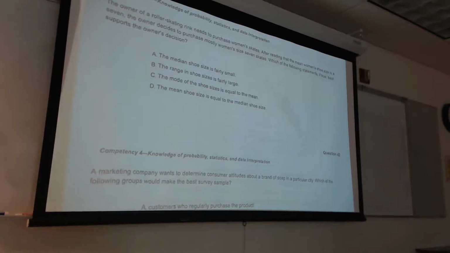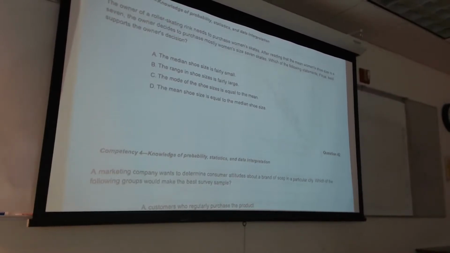A roller skating rink needs to purchase women's skates. After reading that the mean women's shoe size is 7, the owner decides to purchase mostly size 7. Which of the following statements, if true, best supports his decision? The median shoe size is fairly small. The range is fairly large. The mode of the shoe size is equal to the mean. And the mean shoe size is equal to the median.